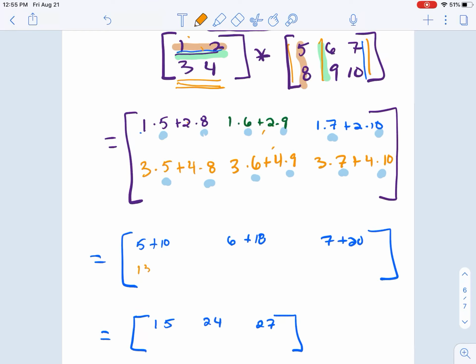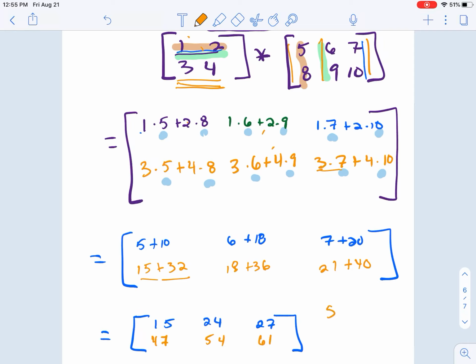Okay, now if I simplify, I have 15 plus 32. The numbers are getting really big. Sorry about that. 18 plus 36, and 21 plus 40. So then put those together, and if I did all my arithmetic right, I get 47. Here I get 54, and here I get 61.